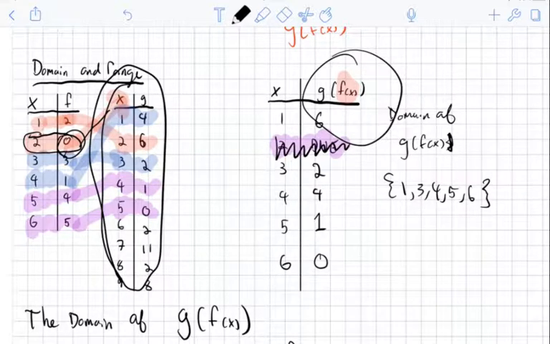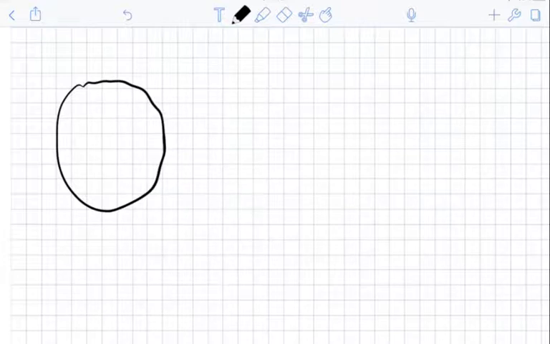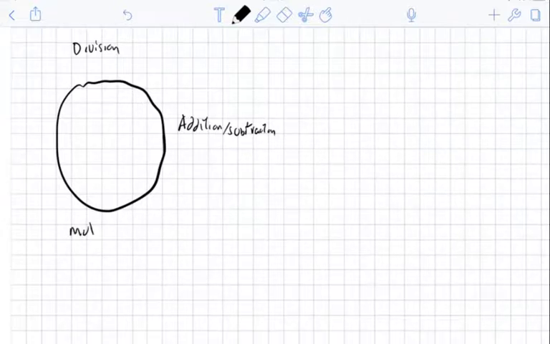Okay, so that was a lot of ideas, but the ideas really aren't that complicated. Composite functions are a little bit weird, but you're going to have to get used to them because you're going to see a lot of them in the future. Here's our medicine wheel. We have division, addition, subtraction, multiplication, and composition. Okay?